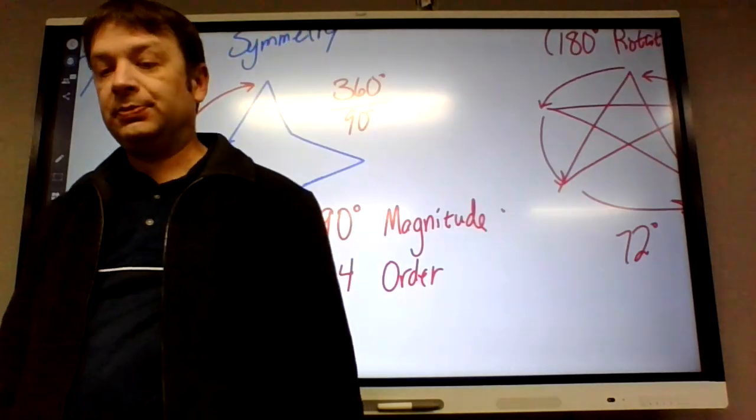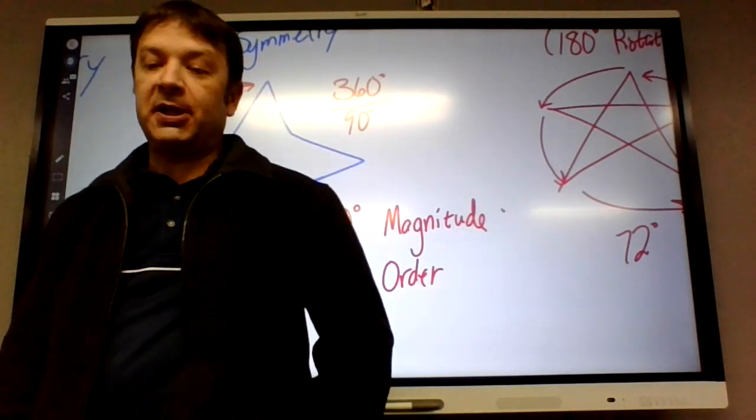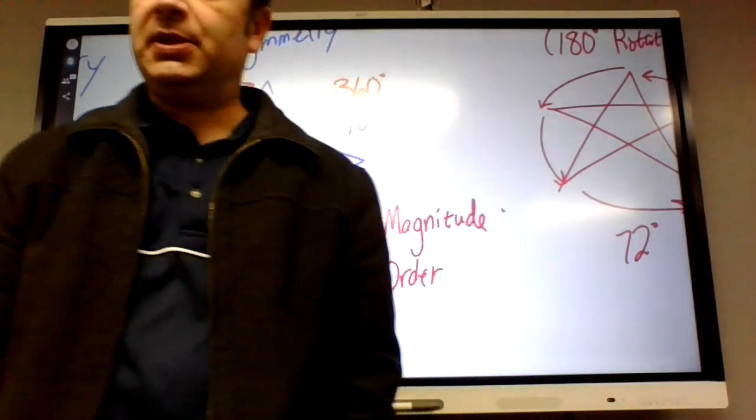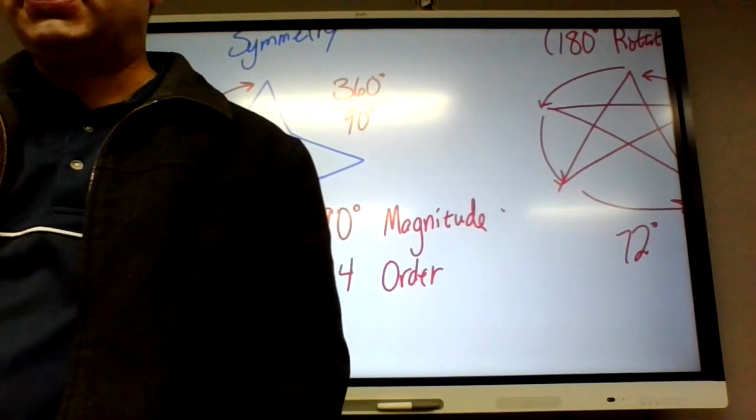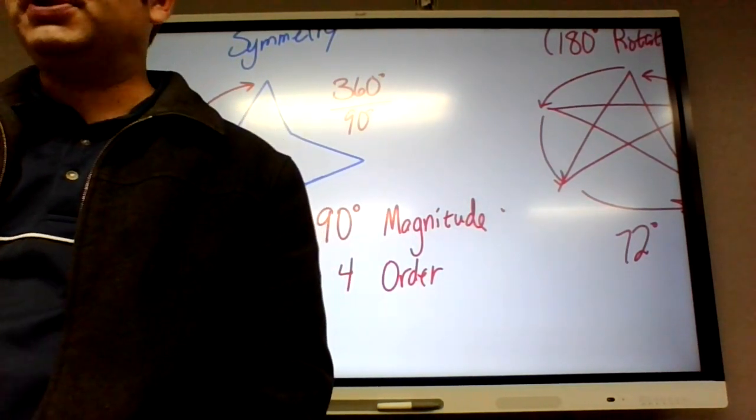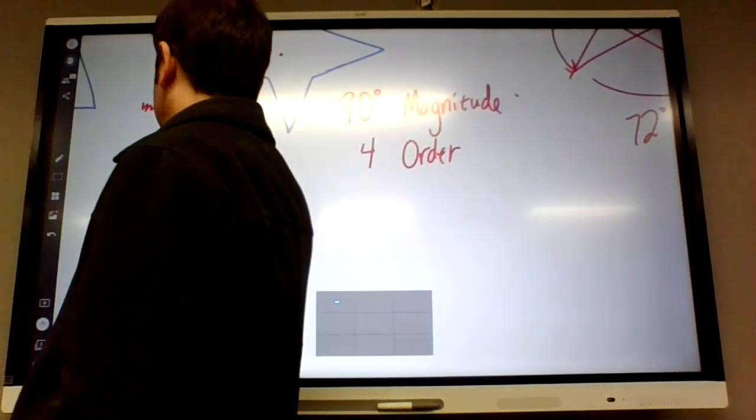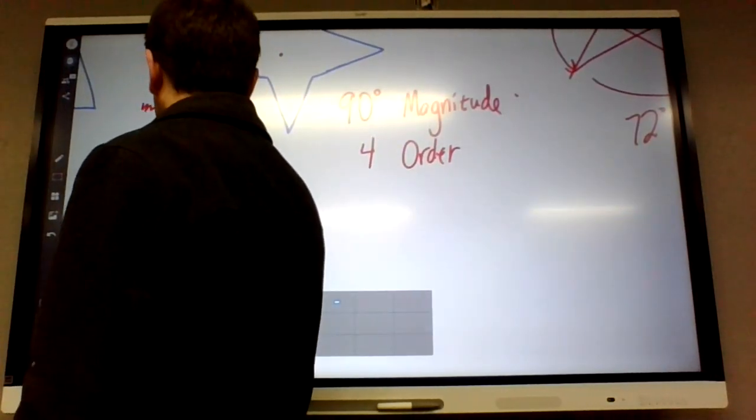Numero uno. The first question is, state the number of lines of symmetry. So how many could be drawn on that? I'm on page 238.